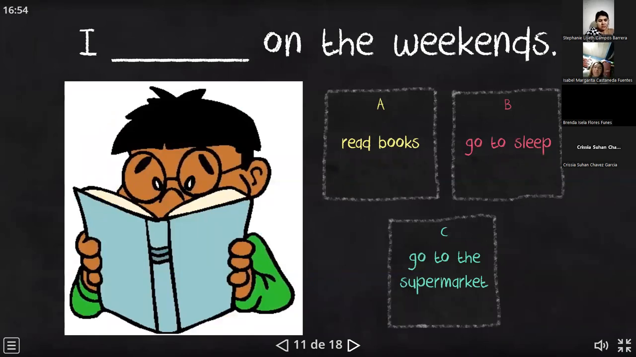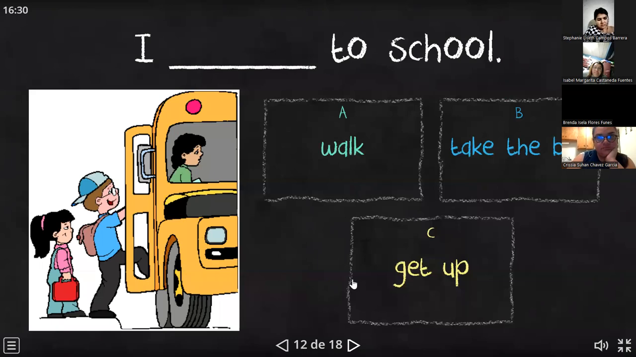Okay. Good. I read books, I go to sleep, or I go to the supermarket on the weekends. I read books on the weekend. Okay. On the weekend. Good. I read books on the weekends. Okay. Good. I walk to school, I take the bus to school, or I get up to the school.